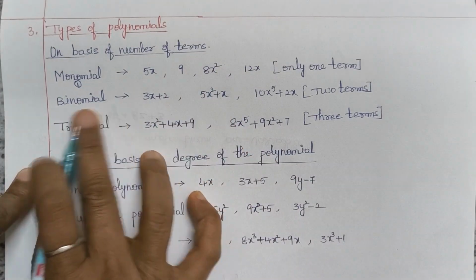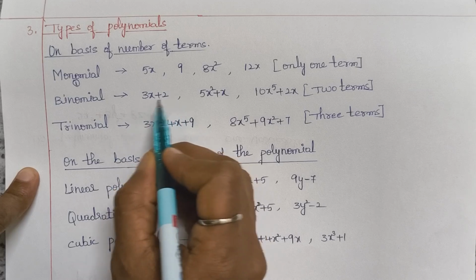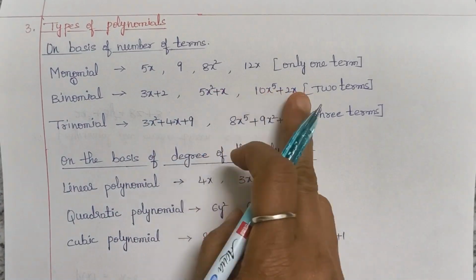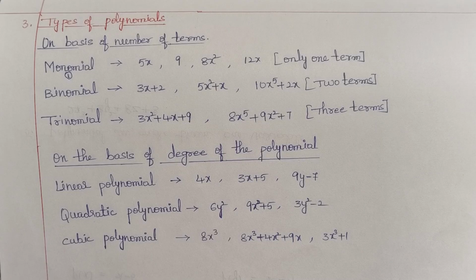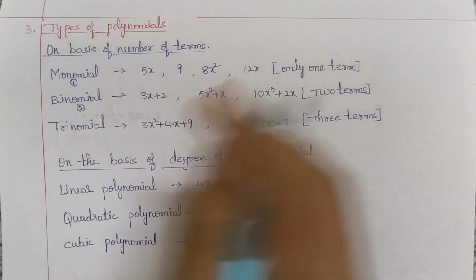Next, binomial. 3x plus 2 is there. Here two terms are there. So it is a binomial. Here also two terms are there. Binomial. Here also two terms are there. Binomial. Bi means two. Two terms means binomial.